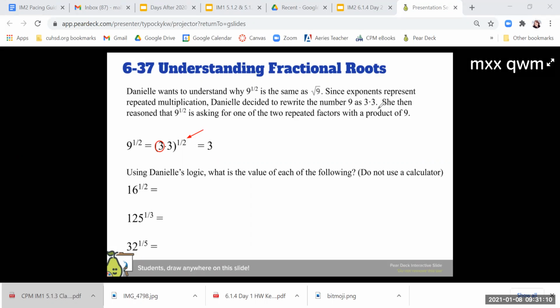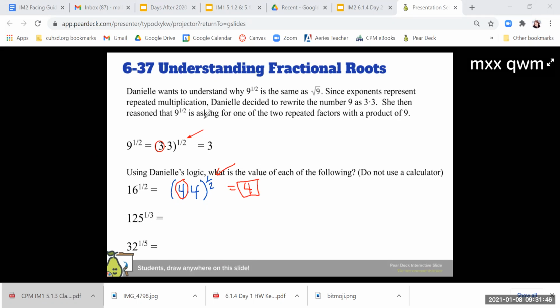So 16 to the 1/2, the 2 right there in the 1/2 tells me I need the square root, or the 2 factors of 16. So I need 2 numbers to multiply to be 16, 2 matching numbers. So I'm going to write this as 4 times 4 to the 1/2. That's an equivalent expression. And then I want one of the 2 factors. The exponent is telling me to take one of those 2. So I'm going to take just this one, and that means that my square root is 4.